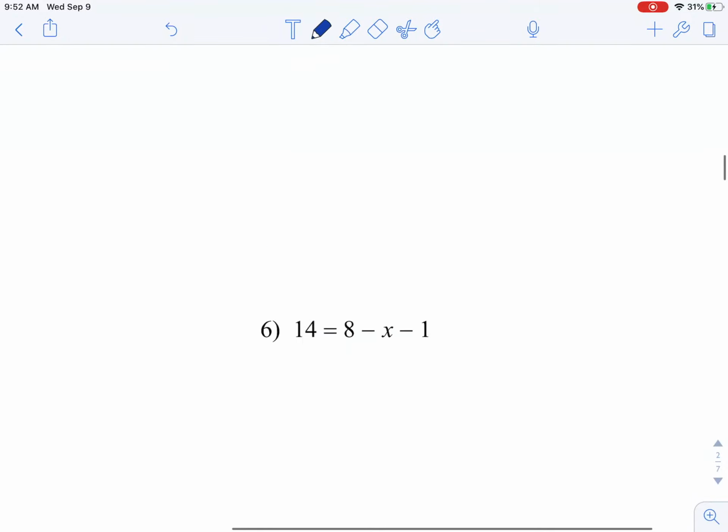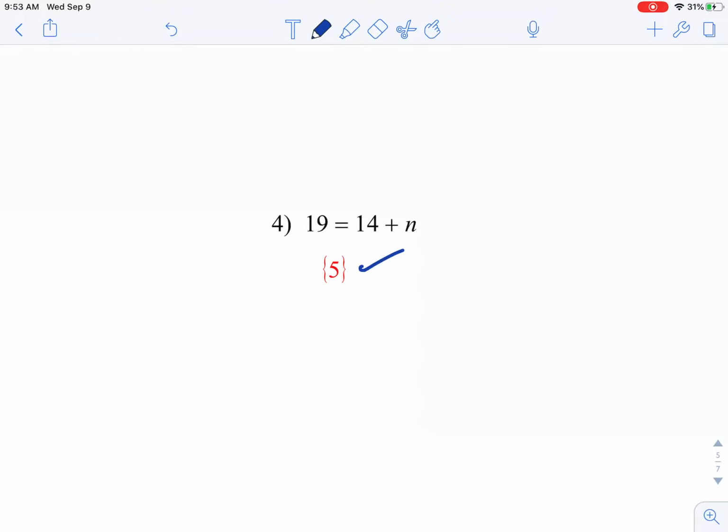So really basic, simple stuff. That is the type of problem where if you didn't show your work, I'd understand.